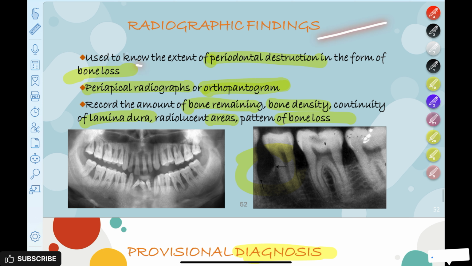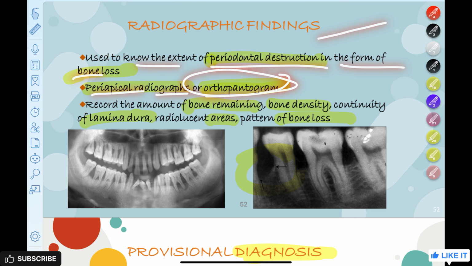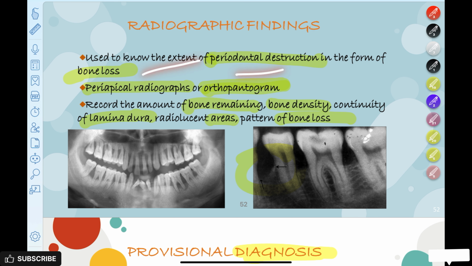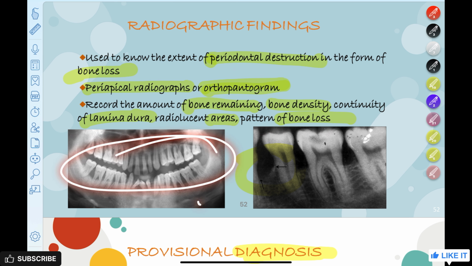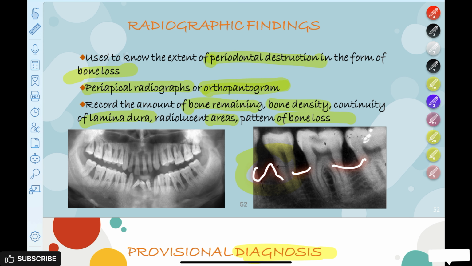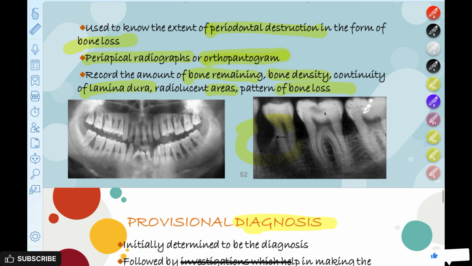Radiographic findings are used to know the extent of periodontal destruction in the form of bone loss. Periapical radiographs or orthopantogram, we can use IOPA or OPG. Record the amount of bone remaining, bone density, continuity of lamina dura, radiolucent areas and pattern of bone loss. What we have to notice: the bone remodeling, what is the density of the bone, is the continuity of lamina dura intact, where we can see the radiolucent areas, and what is the pattern of bone loss. As you can see here, severe bone loss can be seen.